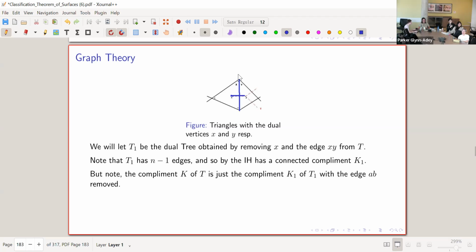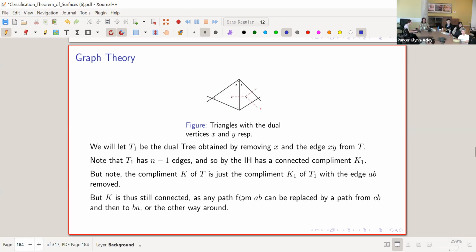But remember, any path from A to C on this triangle could just be replaced with the path from A to B and B to C. So by adding back the edge xy and the vertex x, we haven't disconnected it at all. So the complement K must still be a connected graph with respect to its vertices and edges. So that completes the proof.